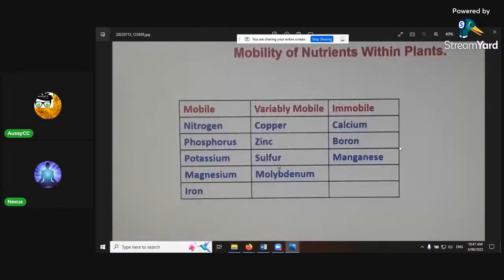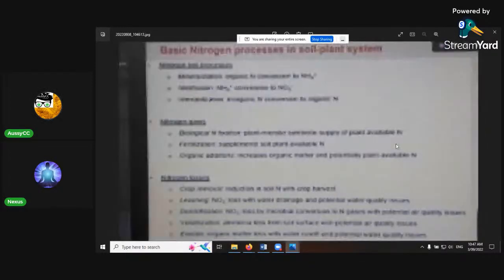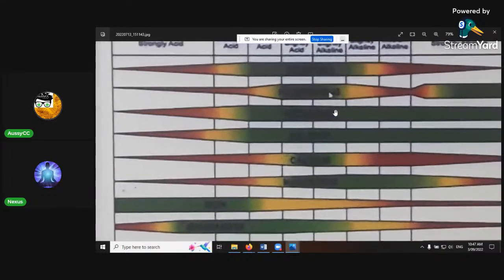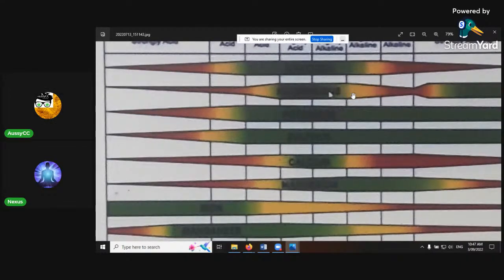I'm not going to... What was it getting to? The pH chart. There it is. Here you go, mate. So if you've got... this one's a little bit... Can't see it that well. But you're going to have to trust me.